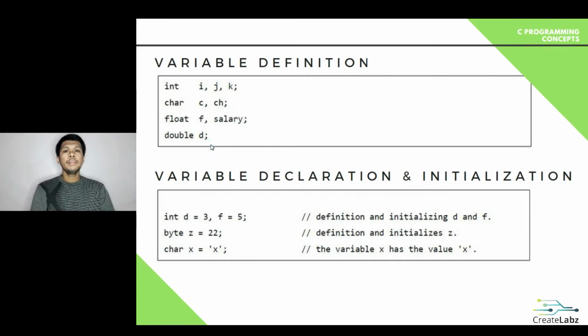We can also declare variables and initialize them immediately on a single line. Initialization means we give an initial value to the variable. Example, int d = 3, f = 5; means that d is an integer with initial value 3 and f is an integer with initial value 5. Char x = 'x'; means that x is a variable with data type char and initial value x.